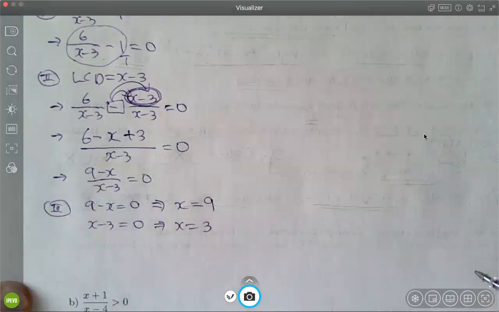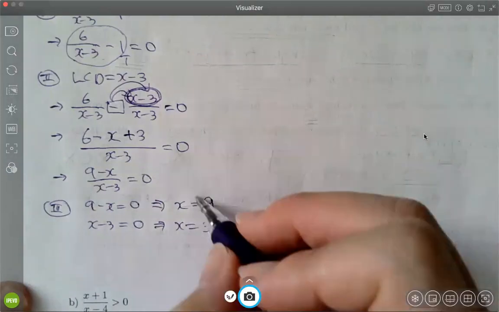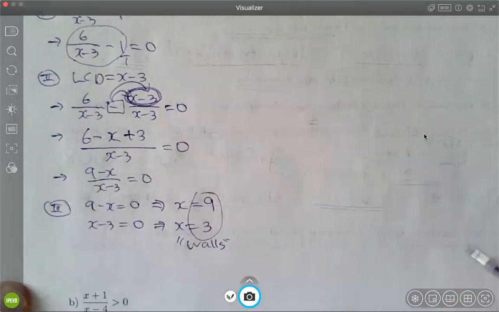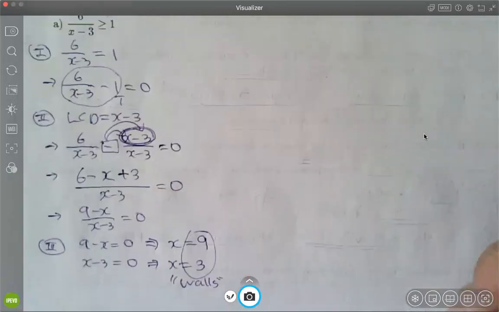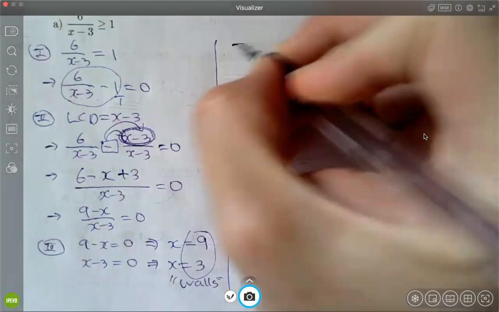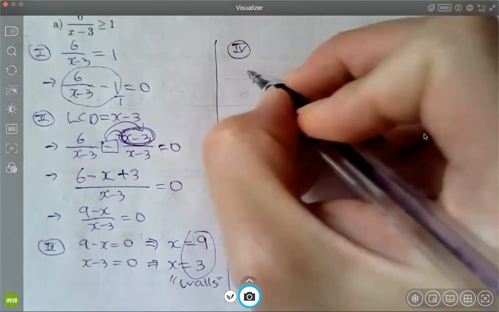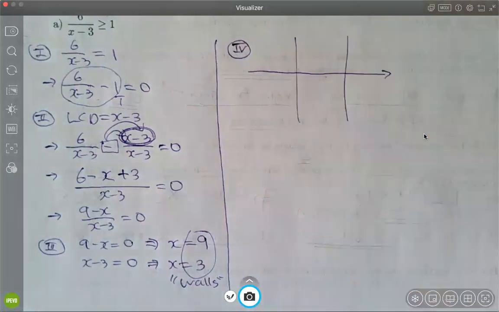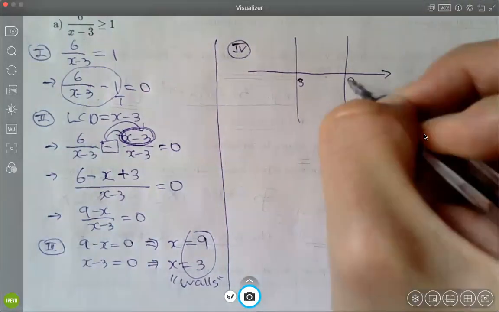Okay, so 9 and 3 are what? Our boundary values, right? Okay, so now, once you get these two values, you know what to do. Now we divide the number line. Again, there are two walls, 3 and 9, like that.